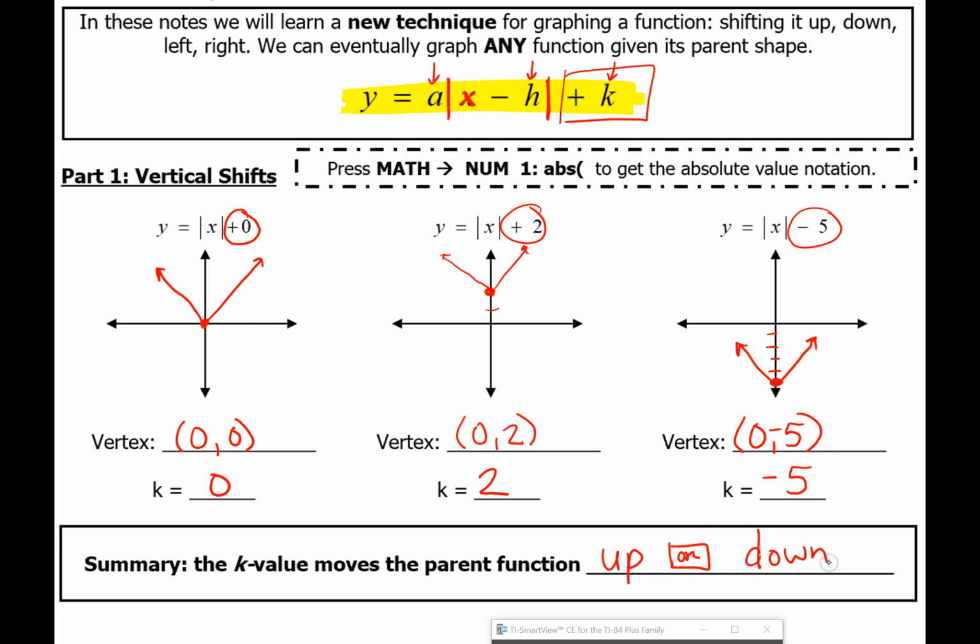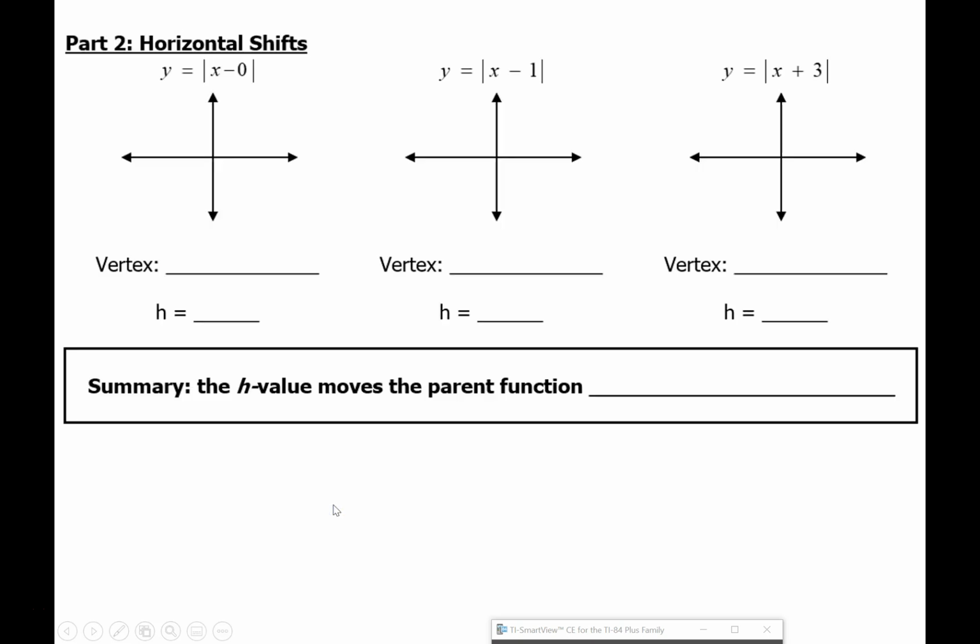And that is always going to be true of the k value, the number being added on outside of the absolute value. It's always going to move the vertex up or down from wherever it is. Okay, so let's look at horizontal shifts now.